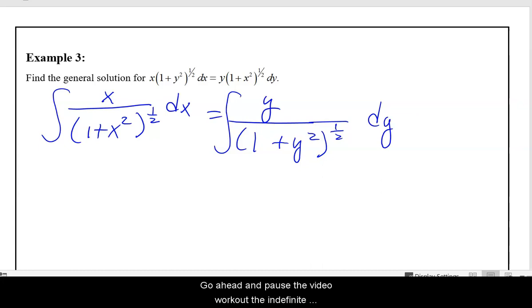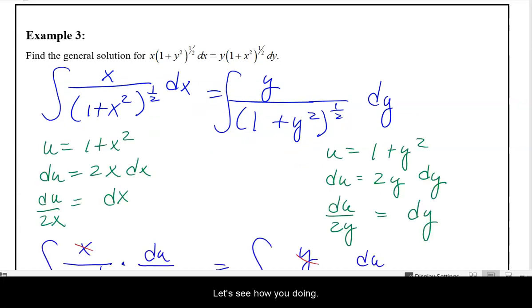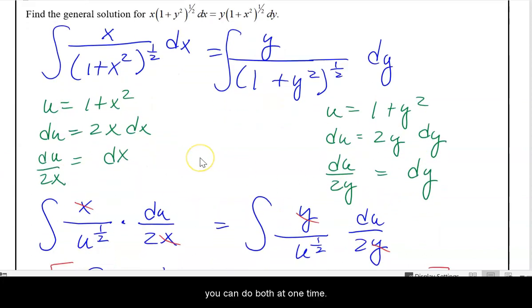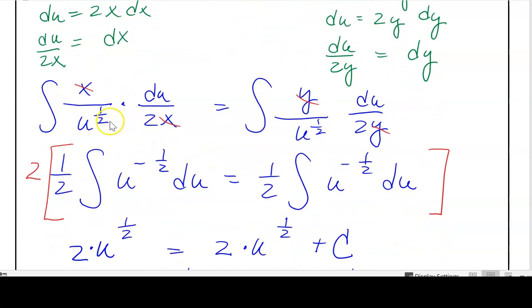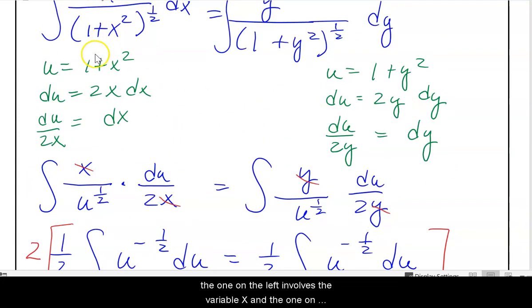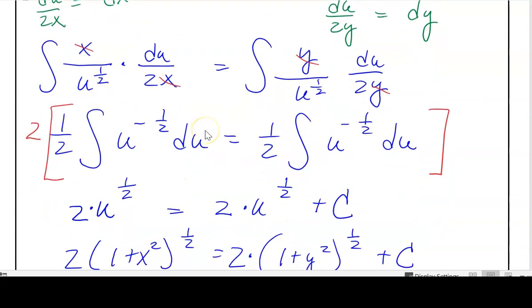Go ahead and pause the video, work out the indefinite integrals, then turn the video back on to check your solution. Let's see how you did. Since the u substitution is essentially the same for both, you can do both at one time. Remember, however, that when you do that, the u on the left and the u on the right are not the same u. The one on the left involves the variable x, and the one on the right involves the variable y. In the second step, since I had a common factor of 1/2 on both sides, I chose to get rid of it by multiplying both sides of the equation by 2.